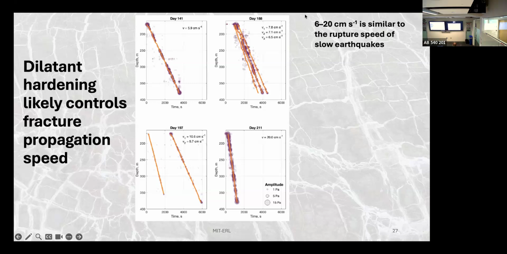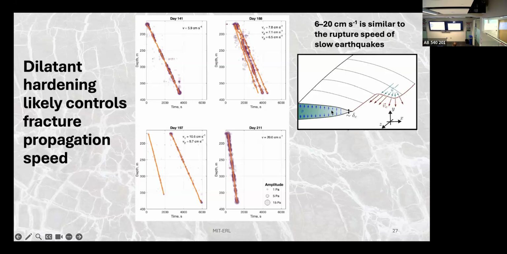And this interesting observation suggests that these 2 processes may share similar mechanisms. And my colleagues further developed a model of dilatant hardening to explain why the fracture propagates so slowly down the borehole.